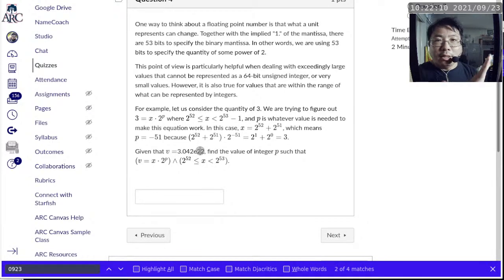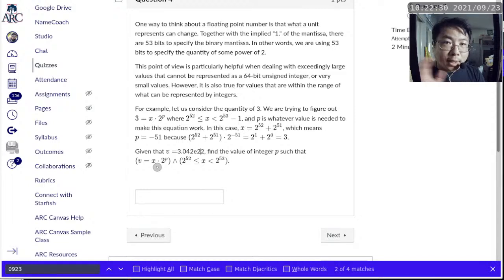I'm not going to remind people anymore, because at this point I'm already nagging. So the question is, if I want to represent V in the form of x times 2 to the power of p, where p is an integer, what is x? That is what the question is asking.